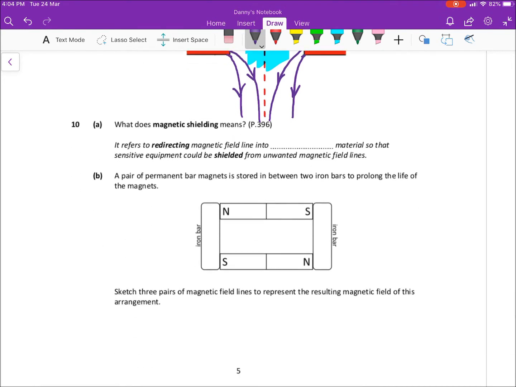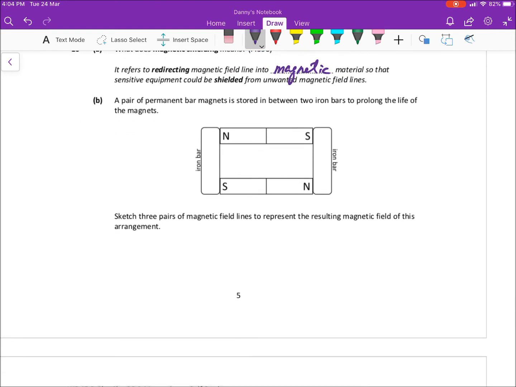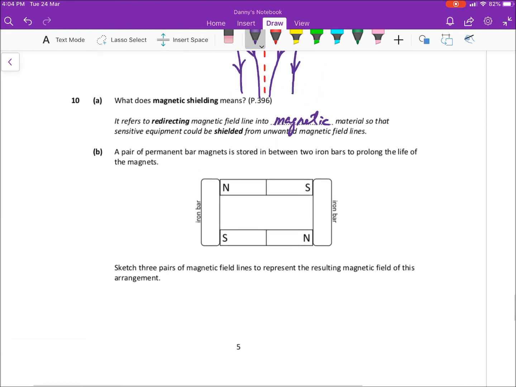Okay, for 10A, it is actually any magnetic material, but most of the time they use iron, which is a soft magnetic material. So what happened here is that for question 10, we are focusing on magnetic shielding. So actually they will redirect the lines through the object. So some of you draw things like that. This is wrong because the lines will not take a curve.